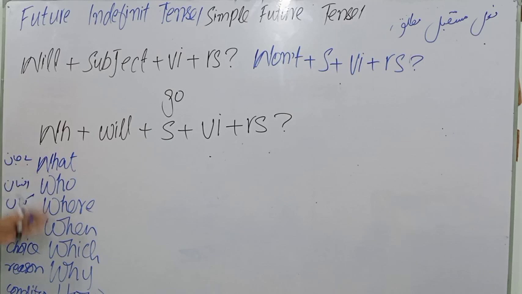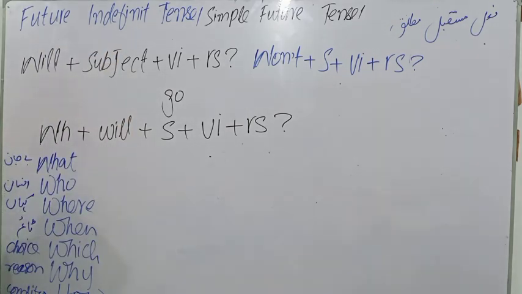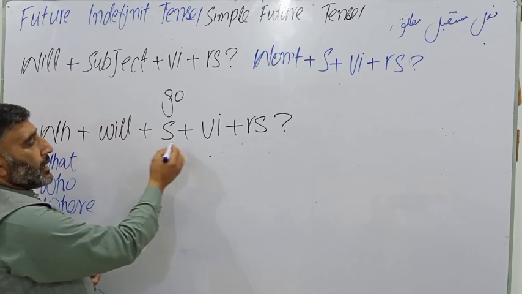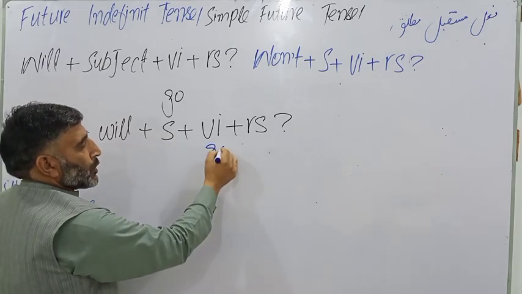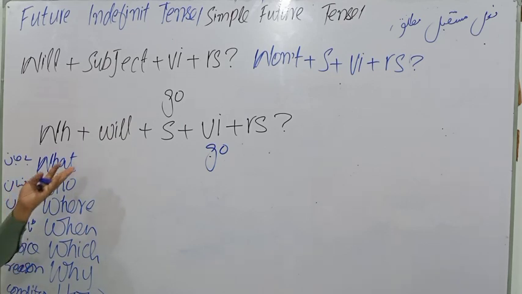So we will discuss this in detail in its own place, but today we are just talking about the information question of the future indefinite tense. तो for example बिलाल कहाँ जाएगा. Where will Bilal go tomorrow? So he'll go to Peshawar, he'll go to Karachi. Yeah, answer.